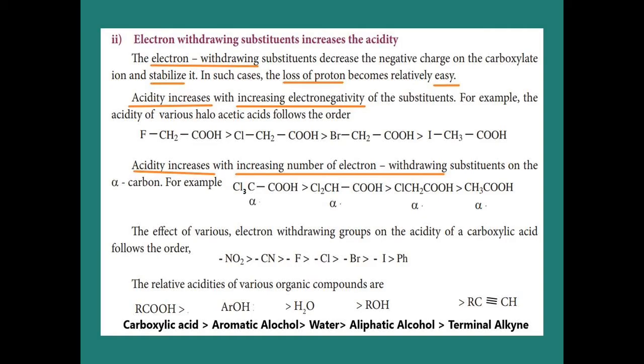Now there are many electron withdrawing groups. Among them, the strongest acid results from nitro. When nitro replaces the hydrogen, it is called more acidic. The next one is cyanide, next fluorine, next chlorine, and then bromine, iodine, and phenyl. Now the relative acidity of various organic compounds: first, carboxylic acid is more acidic than aromatic alcohol. Aromatic alcohol is more acidic than water, and water is more acidic than aliphatic alcohol. Aliphatic alcohol is more acidic than terminal alkyne.